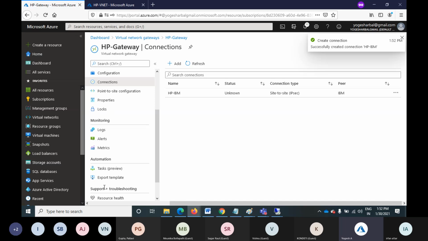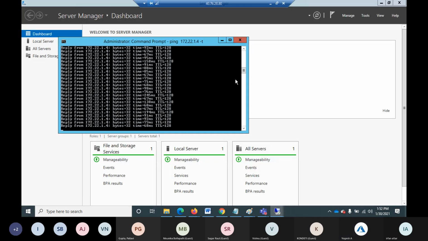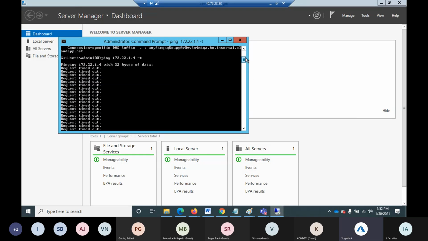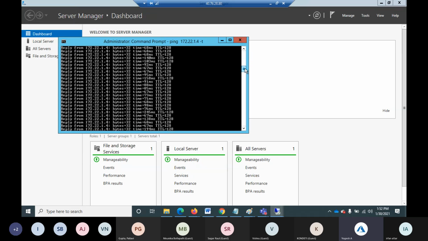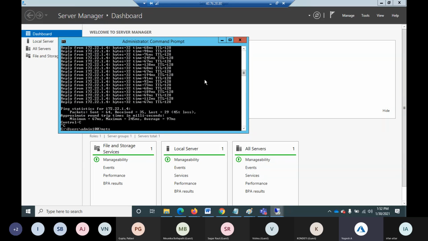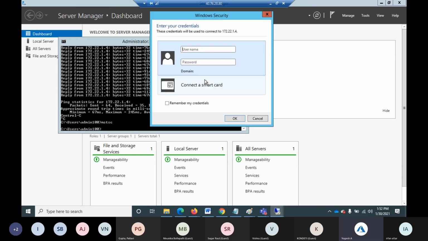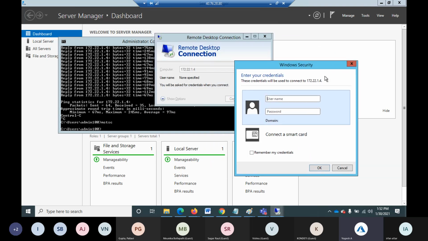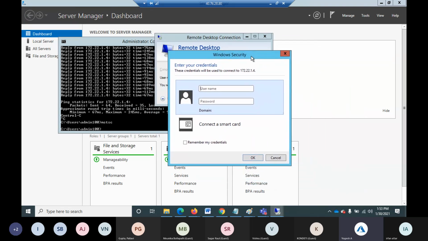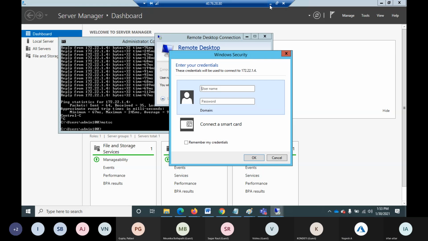Okay, so the connection is created, but again it will take 2 to 3 minutes to establish the connection between the two sites. Now we are able to connect, right? Now we are able to ping the HP server as well. Let's try to take the RDP of the HP server by using the local IP 172.22.1.4. See, we are able to take the RDP connection as well.